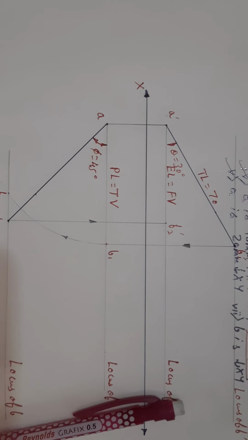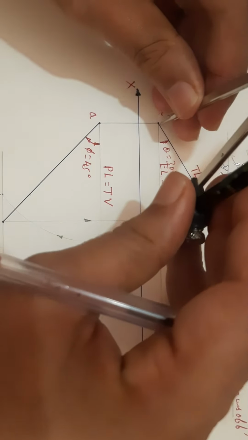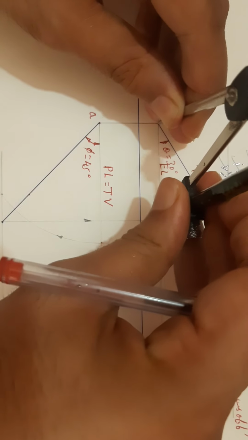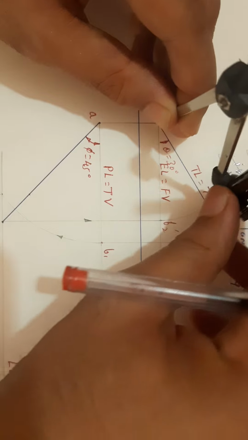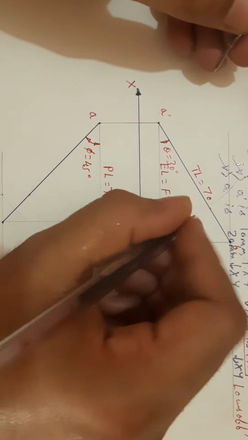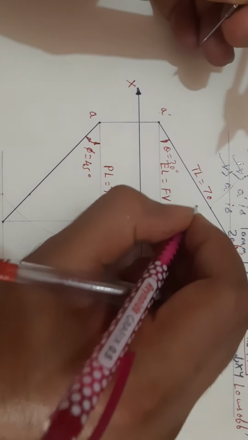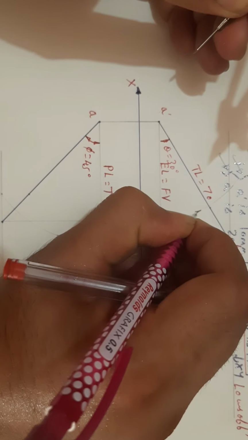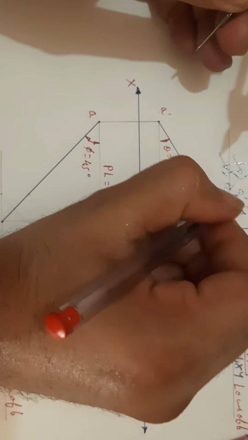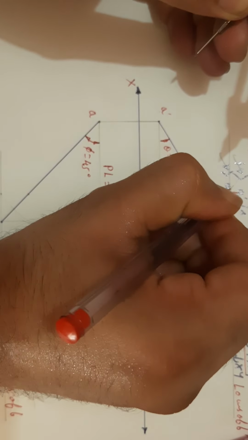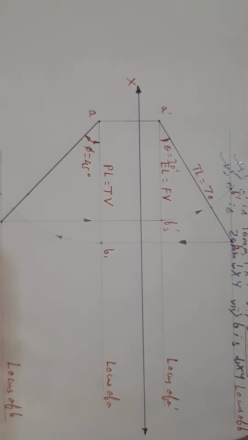Same way, taking A dash B2 dash, that is the elevation length, in compass, and then we will cut the arc on the locus of B dash. So here itself, I will just show this arc. Please don't forget to show the arrows. And here it is. The point is marked as B dash. So point B dash is marked, point B is marked.